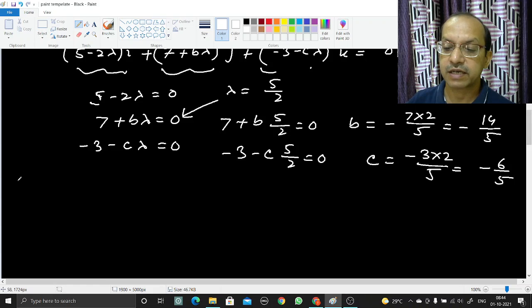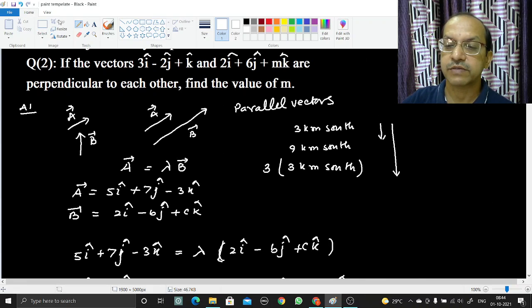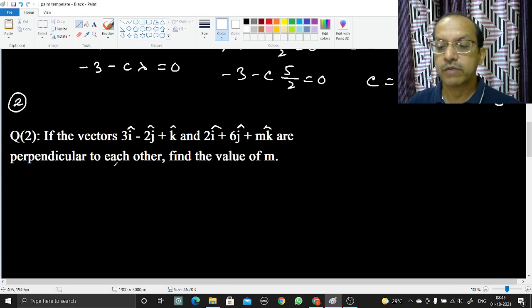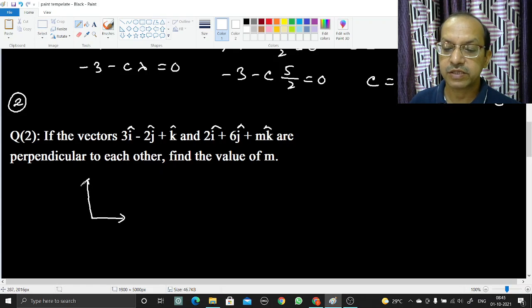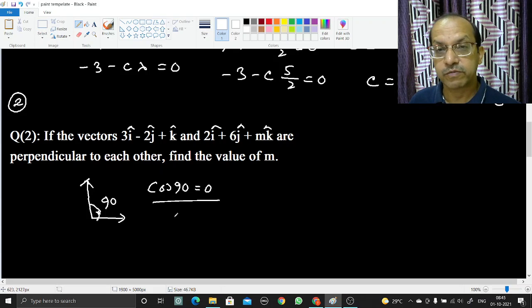Now we will take the second question. If the vectors 3i cap minus 2j cap plus k cap and 2i cap plus 6j cap plus mk cap are perpendicular to each other, find the value of m. The two vectors will be perpendicular, that means the angle between these two vectors is 90 degrees, and cos 90 equal to 0. So we will show that the dot product of these is 0.